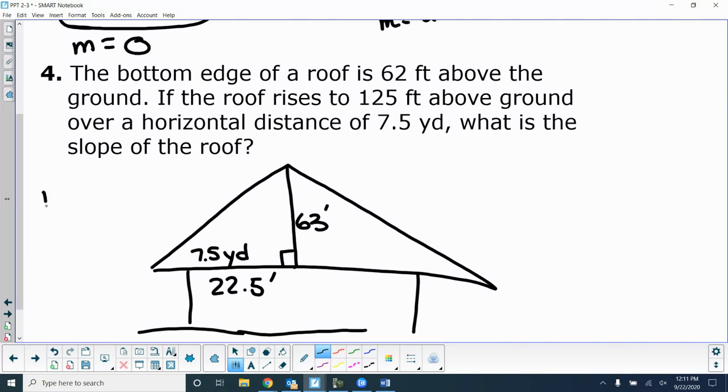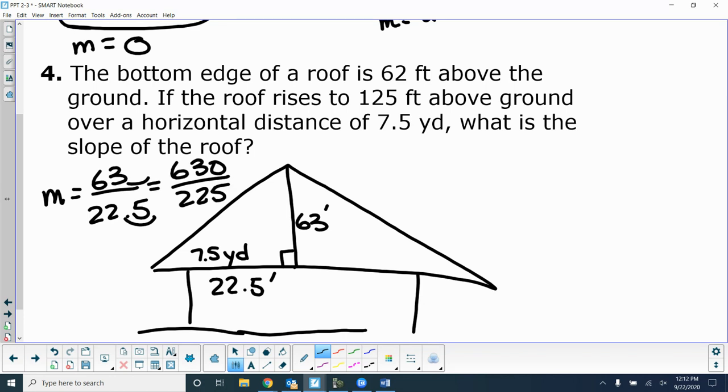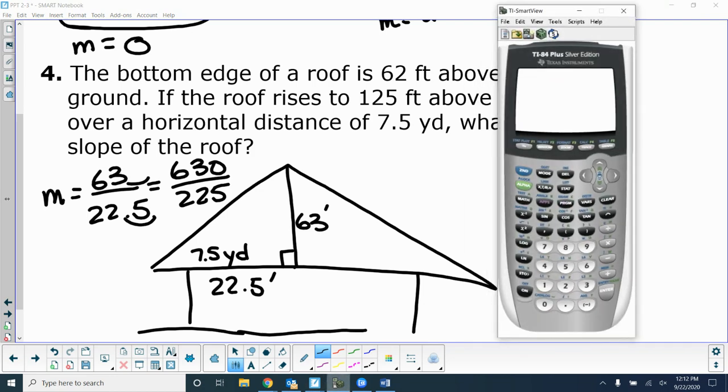So actually our slope is 63 over 22.5. Do we like to write a fraction with a decimal in it? No. So what I usually do if that happens is I'll move the decimal point over and then I'll move it over. So that would be 630 over 225, and then we would reduce it. Let me show you how to reduce on your graphing calculator.